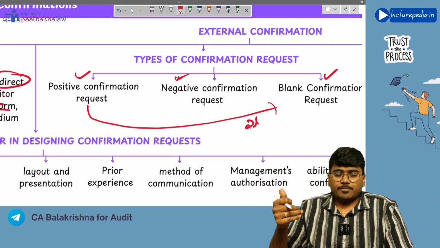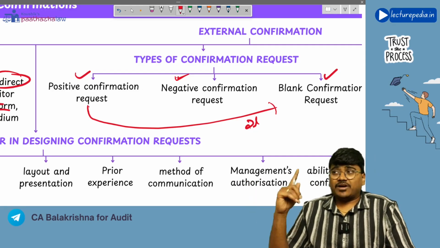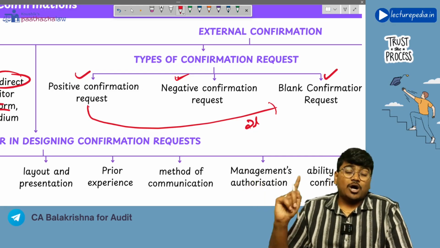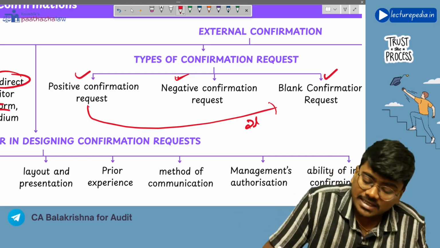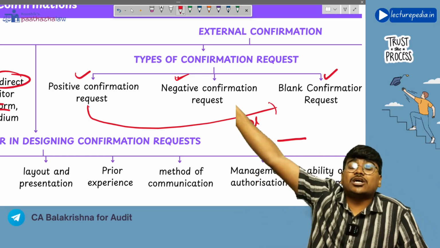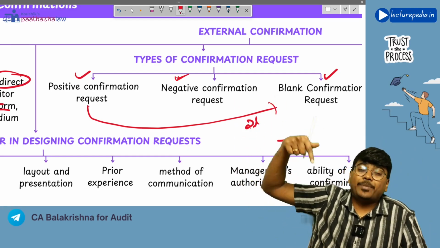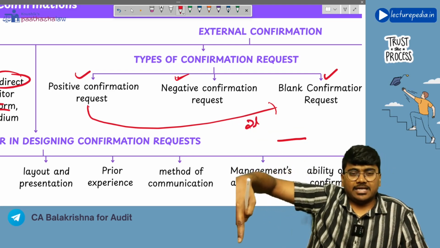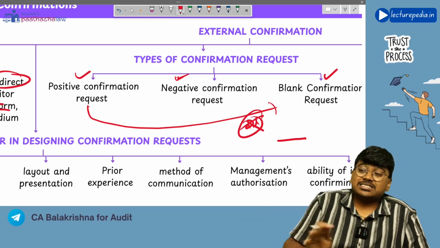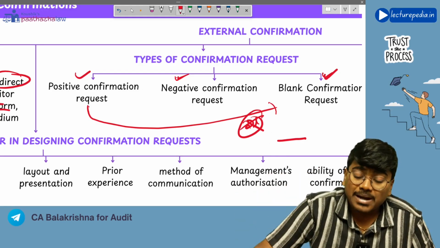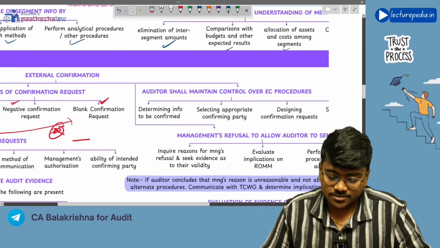Now in this situation, to avoid the chance that the debtor will respond without verifying, what you will do is not mention the amount in the request. You will keep a blank, and you will ask the debtor to please fill that blank. How much amount you have to pay to the entity, write it in that request and send it to me. You will just keep a blank. Then it will be known as a blank confirmation request. Got it? These are the three types of confirmation request.